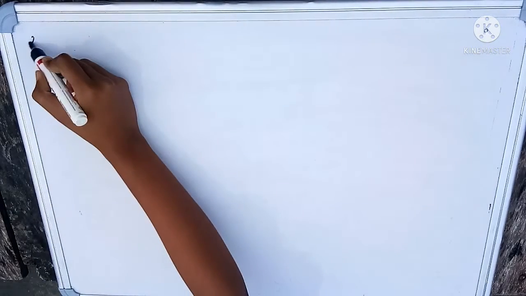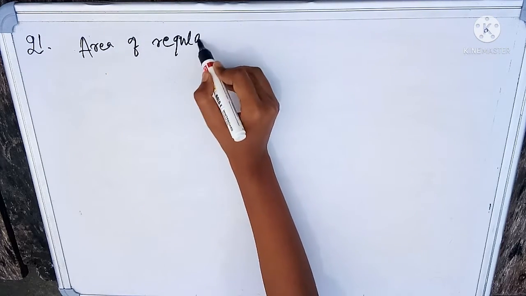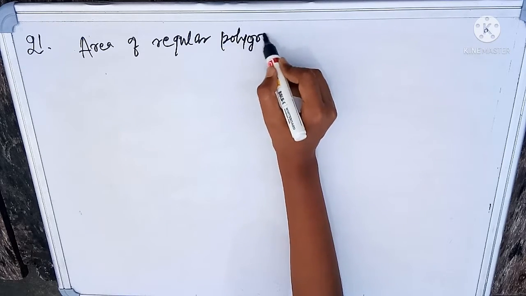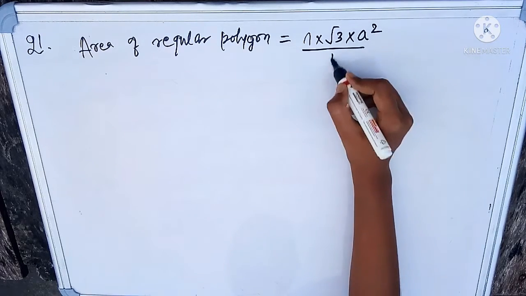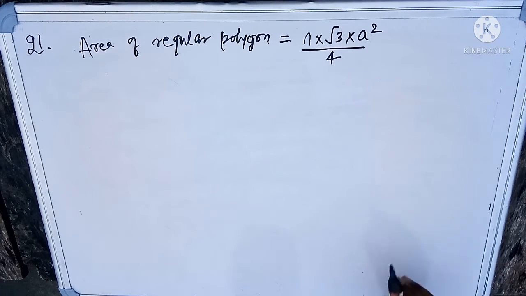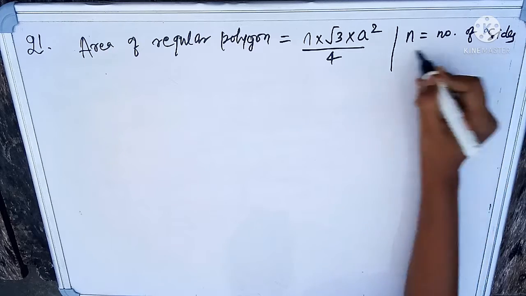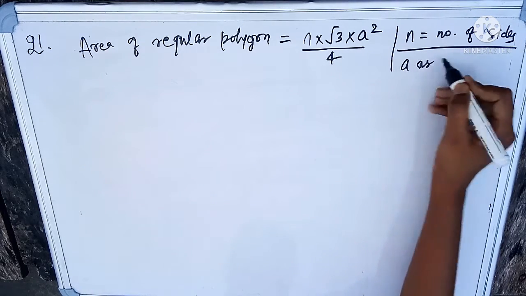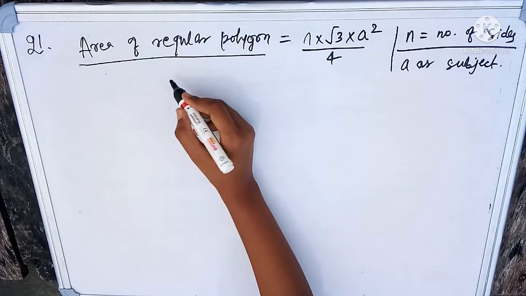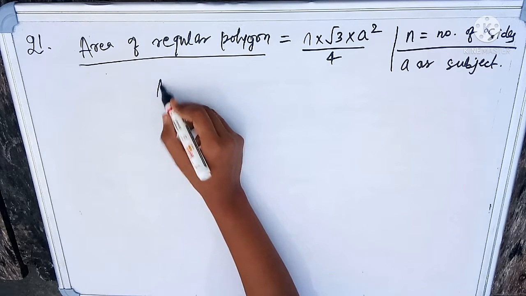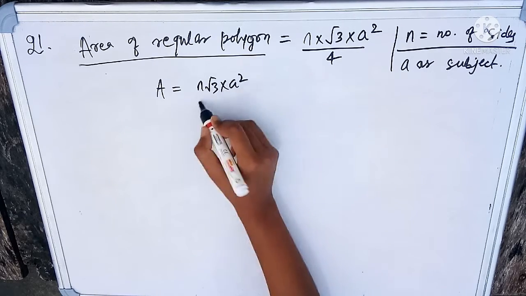So question number 21 says that we have the area of a regular polygon, which is equal to n multiplied by root 3 multiplied by a square, divided by 4. This is the formula of a regular polygon, and here n is the number of sides. Now we have to make a the subject. So we can denote the area of a regular polygon as A, which is equal to n root 3 multiplied by a square divided by 4.